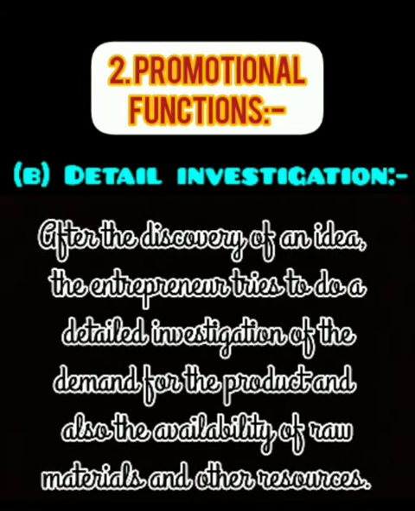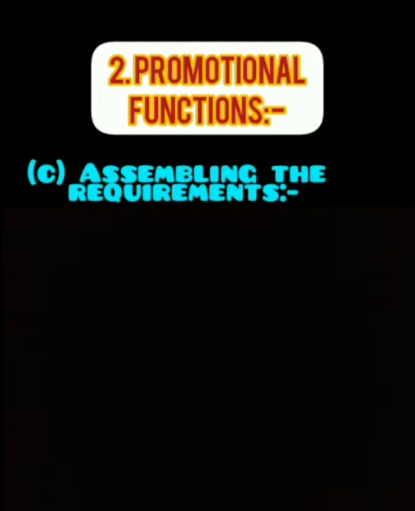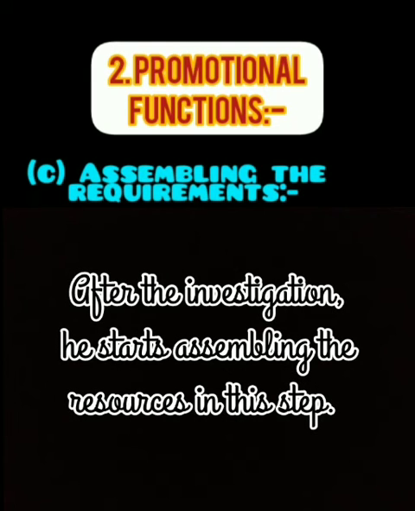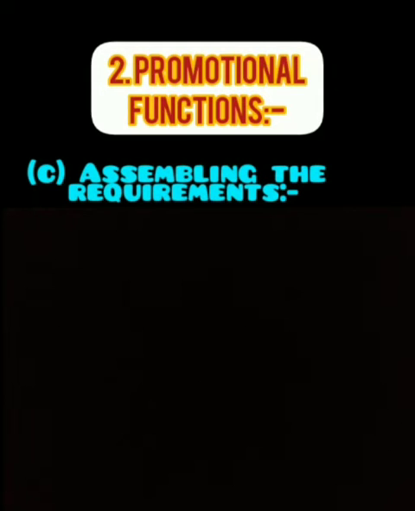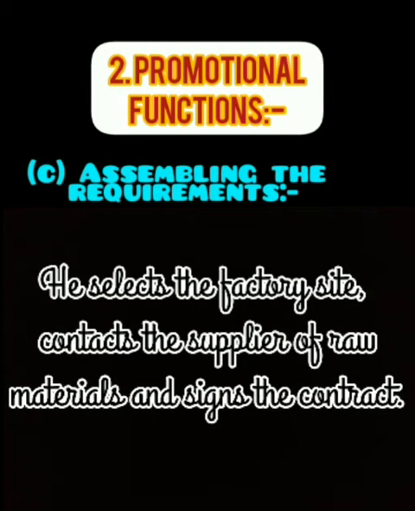After the discovery of an idea, the entrepreneur tries to do a detailed investigation of the demand for the product and also the availability of raw materials and other resources. The third one is assembling the requirement. After the investigation, he starts assembling the resources in this step. He selects the factory site, contacts the supplier of raw materials, and signs the contract.